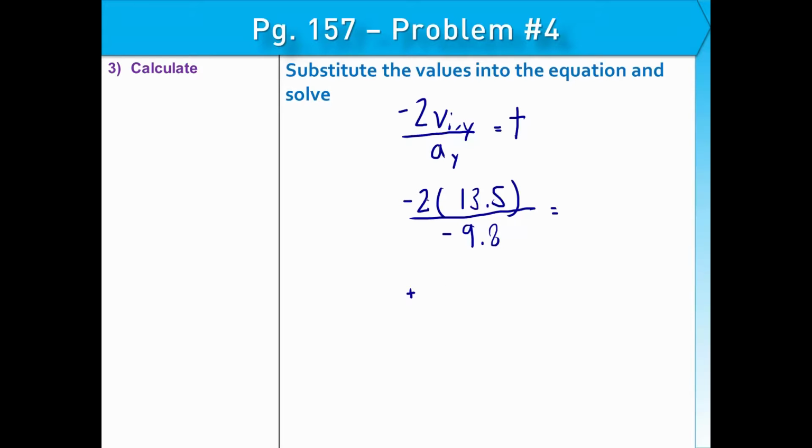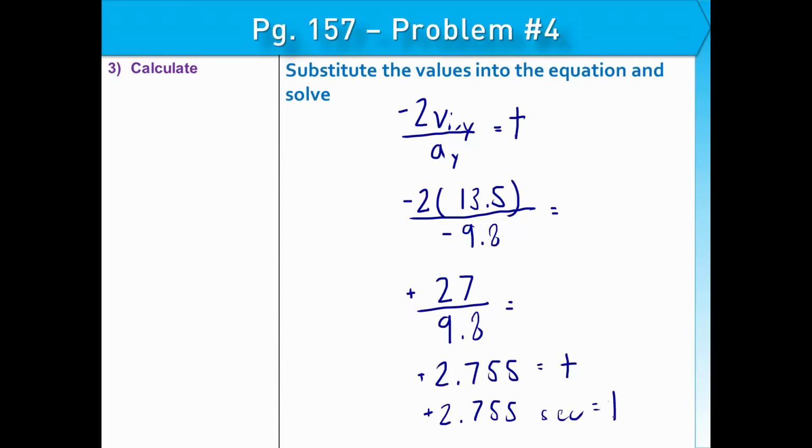I'm going to multiply 2 times 13.5. That should give me 27. So 27 divided by 9.8. If I divide those two numbers, I should get a positive 2.755. And that is equal to my time. And my units for time, remember, is seconds. So I'm going to get plus 2.755 seconds then is equal to my time.